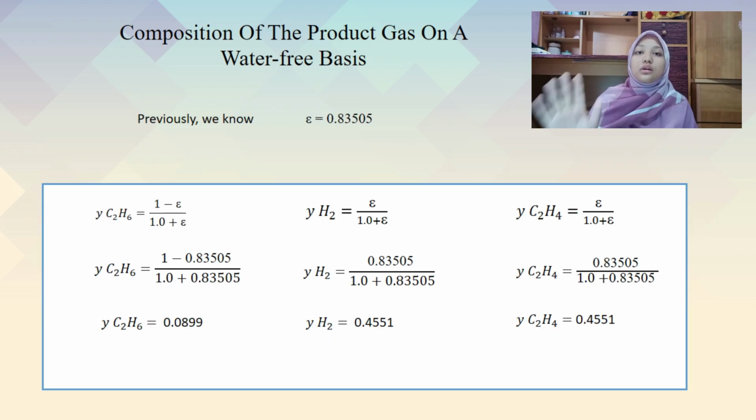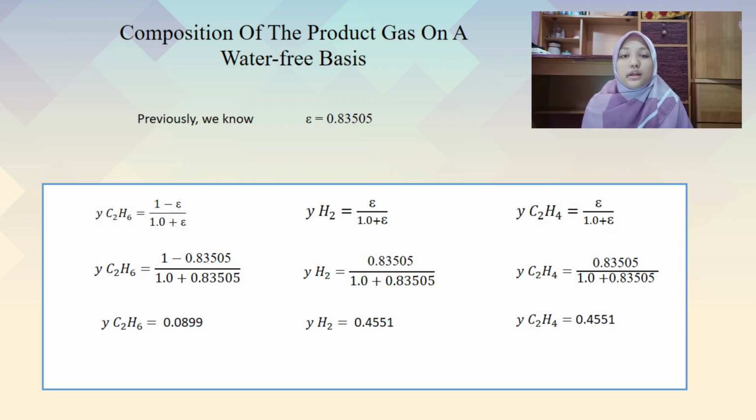In the next slide, what you need to do is just substitute the reaction coordinate E value into the equation. Then by using your calculator, you will get the final answer, which is the mole fraction calculation for each species.